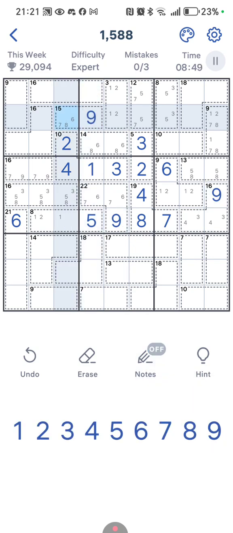And this is 6. 1, 2. So if that's 6 and 8, what does that make this? 1, 2, 3. This makes this 4. So this is 12.